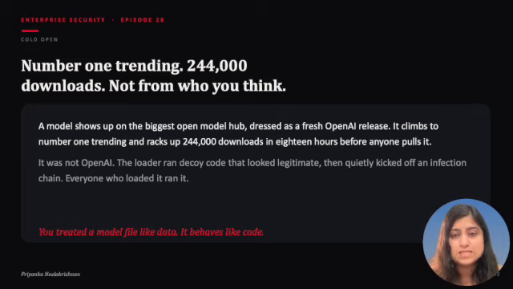Here is the core mistake we all make. You treated a model file like data. It behaves like code.